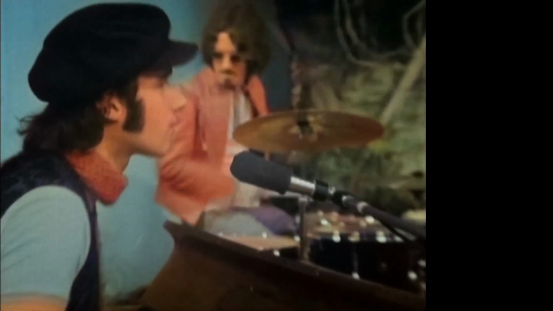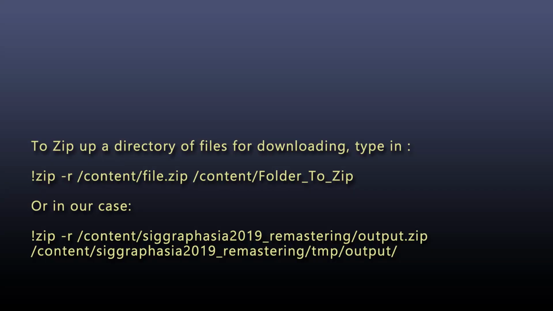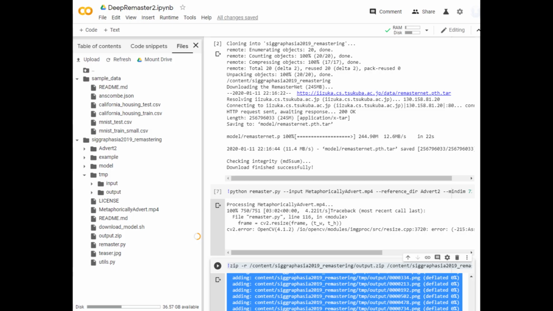There are temp directories. It's saving every frame as a PNG file in a temp directory. I could call up a zip file. So I put !zip -r, and then I put in the name of a zip file I'd like to create, and then the full content/SIGGRAPH Asia 2019_remastering/temp/output. That's the full path to the temp directory that DeepRemaster is outputting. And I'm zipping all that up into an output file, and then I save that file.